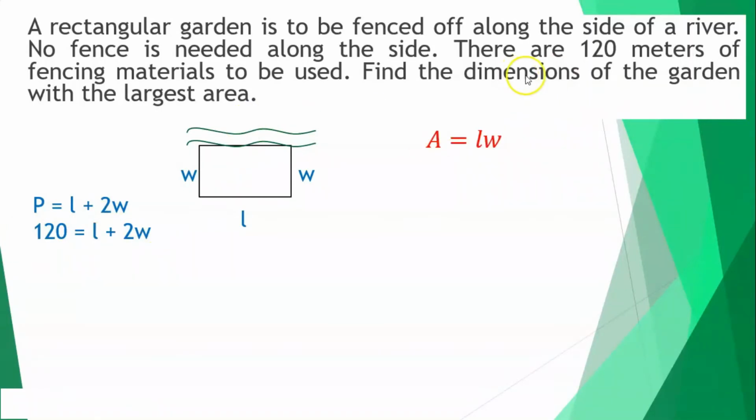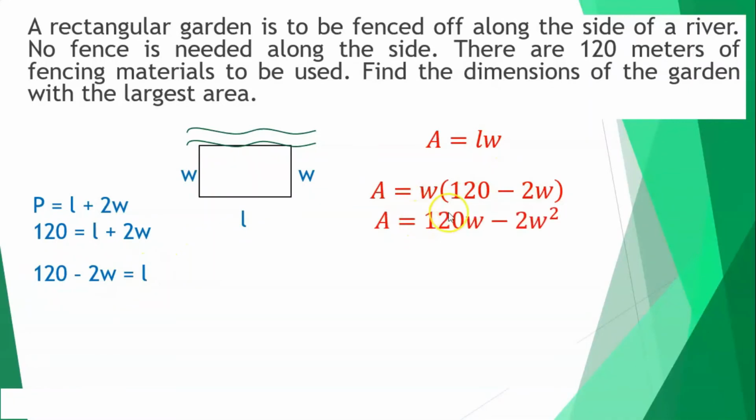Since we're asked to find the largest area, the area of a rectangle is length times width. So let's simplify this one. Our length here is actually 120 minus 2W. Substituting here, our width is W and our length is 120 minus 2W. Multiplying this, we end up with this.